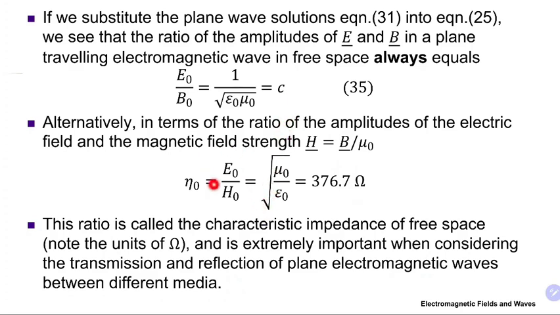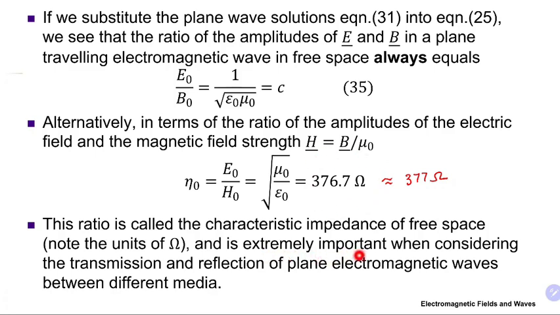But if you take E divided by H, that is equal to the square root of mu naught over epsilon naught, and that is roughly equal to 377 ohms. So normally we equate this to 377 ohms. This is known as the impedance, or the characteristic impedance, of free space. It has units of ohms. This is the impedance of free space.